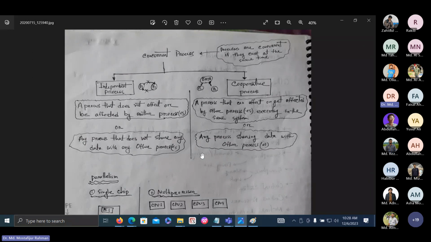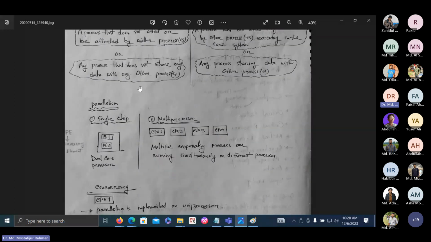The problem in operating systems is that sometimes your operating system becomes slow because of these cooperative processes. Because of the cooperative processes, the operating system has a lot of headache. So which one is our cooperative process? A process that can affect or get affected by other processes executing in the same system. Or we can say any process sharing data with other processes. This type of process we call cooperative processes.